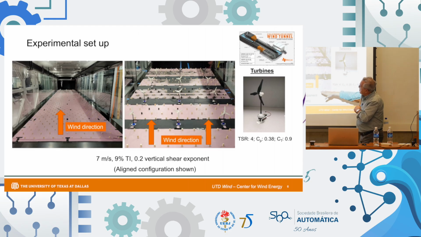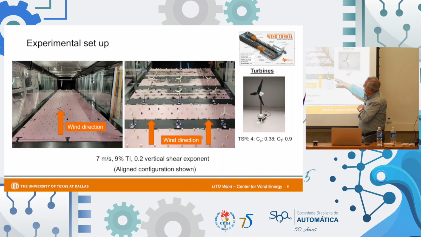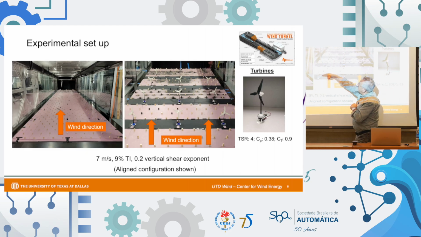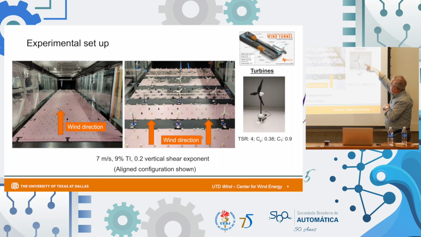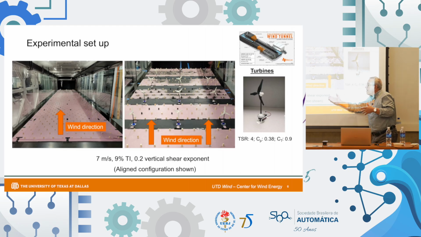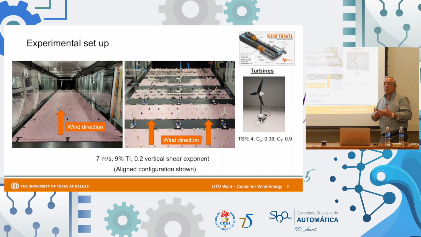So in this case, this is the wind direction, and this is an array of 1, 2, 3 by 1, 2, 3, 4 wind turbines. The wind turbines are in this picture. They have a rotor diameter of 0.2 meters, so they're very, very small. And we test them at properties of the flow that are consistent with what happens in the real world.